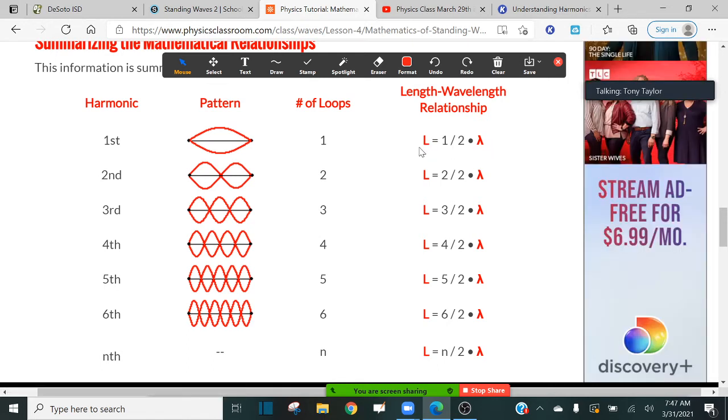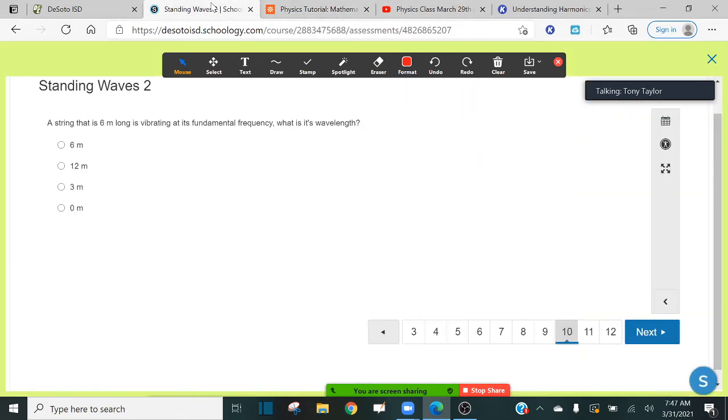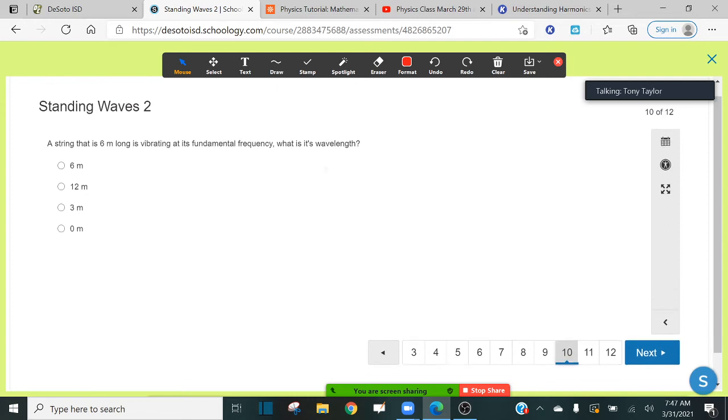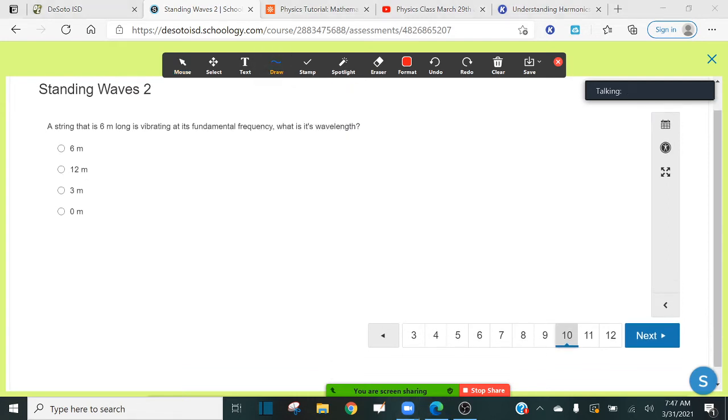Okay, for the first harmonic, the length of the string is equal to 1/2 the wavelength. So I'm gonna write this equation down for you guys. So the length of the string is equal to 1/2 the wavelength. Okay. So again, since we wrote this equation down, let's just plug everything in to solve for the wavelength. So as it says, our string is 6 meters long. So I need to plug this in for L because that's the length of my string. If my string is 6 meters long, and I want to solve this equation for wavelength, remember the symbol lambda right here, that means wavelength.